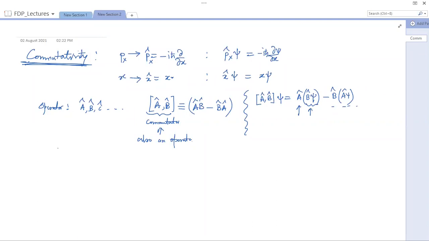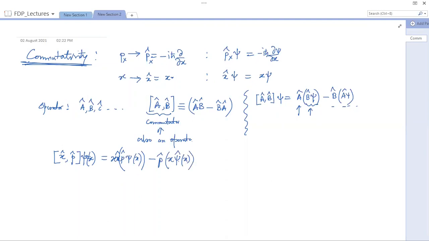Now let's calculate. This is the definition of the commutator, and let's calculate the commutator between these two operators x and p. This is very easy to calculate. Whenever we want to calculate it, we do it by acting on something. So this will be xp acting on psi minus p acting on x, which will act on psi.